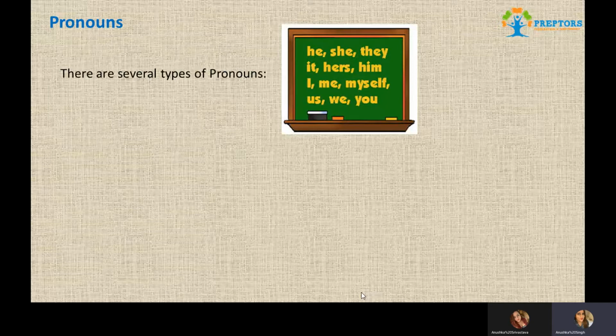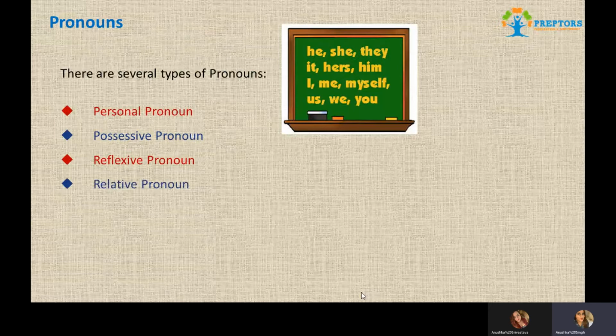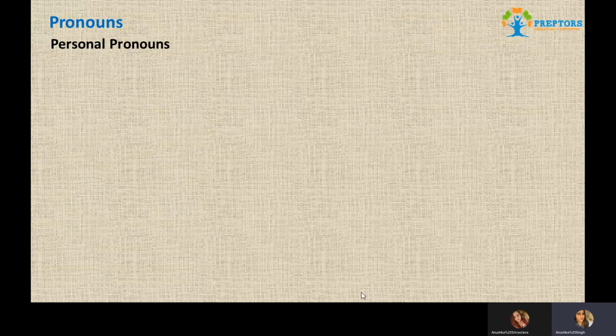The several types of pronouns are personal pronoun, possessive pronoun, reflexive pronoun, relative pronoun, indefinite pronoun, and demonstrative pronoun. So in totality, we are going to study 6 types of pronouns. First, we move on to personal pronoun.